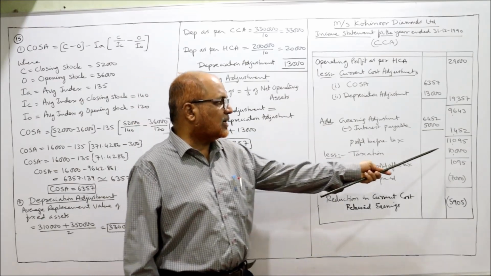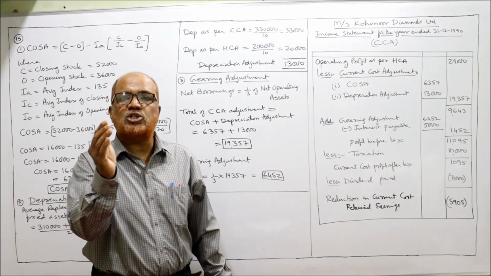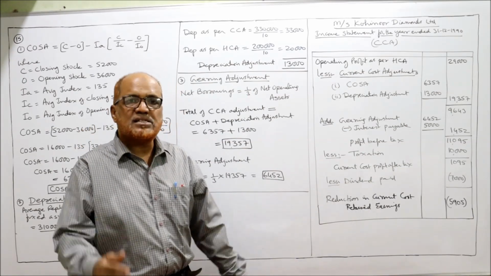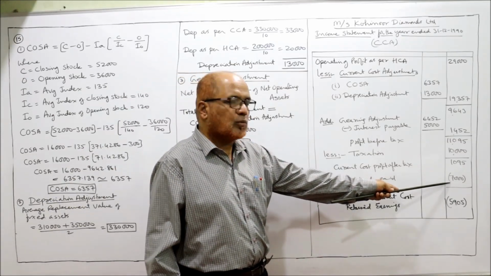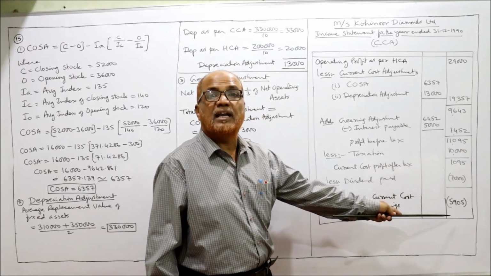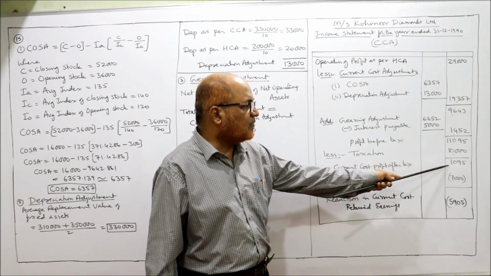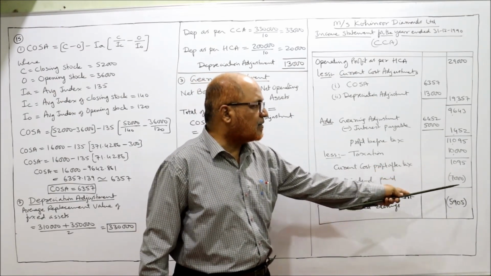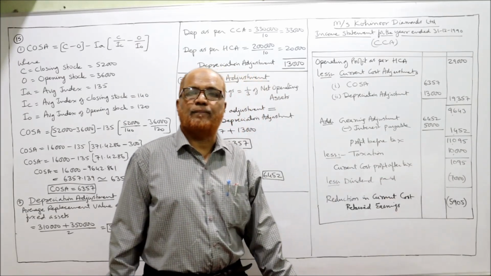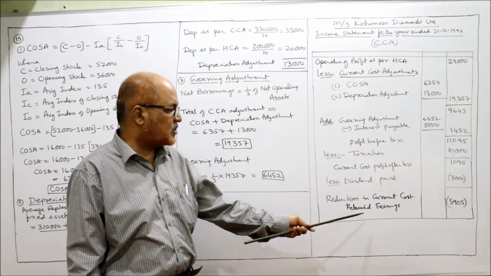Now deduct taxation, 10,000 rupees tax given in the problem. 1,095 is the current cost profit after tax. From this, dividend paid, 7,000 rupees. So 1,095 minus 7,000, you are getting a negative figure, not a positive one. You will get minus 5,905. Minus 5,905 means a reduction in retained profit.